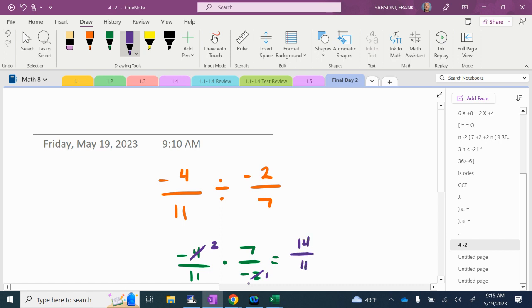11. They may give you the answer as an improper fraction, but what if I needed to put that into a mixed number? How many times does 11 go into 14? Once. How many are left over? There's my answer.